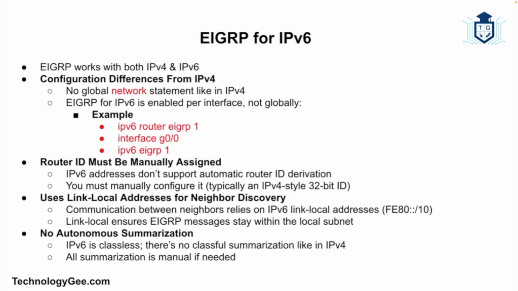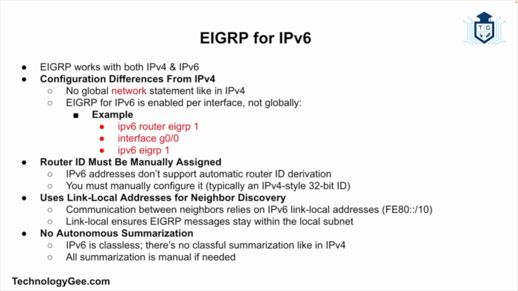Next, we have EIGRP for IP version 6, and the configuration is a bit different. So instead of using a global router process like you do in IP version 4, you would just configure EIGRP for IP version 6 on each interface, and you can see the commands written there in red on your screen.